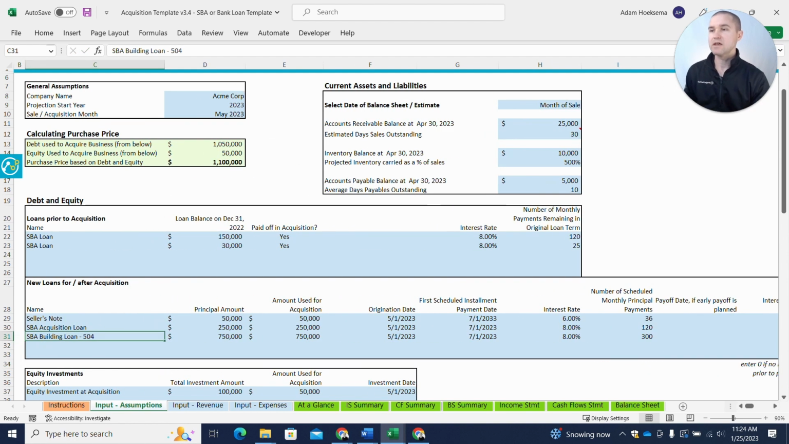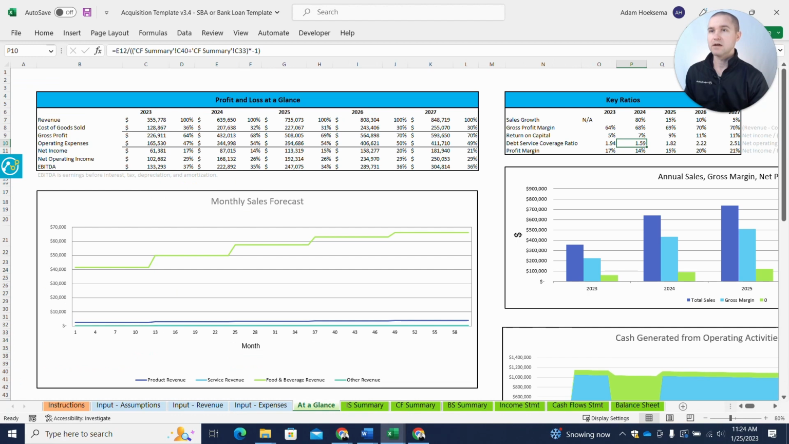So now we've taken a portion of that loan and stretched out that term, and we can look back here at our at a glance, and we'll see, yeah, this made a major impact on our debt service coverage ratio. It increased it even in the worst year to 1.59.